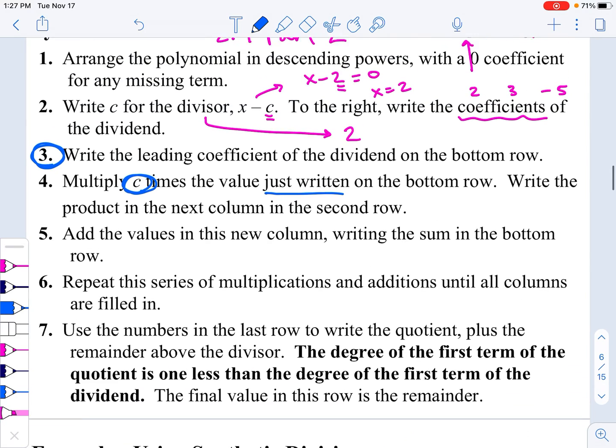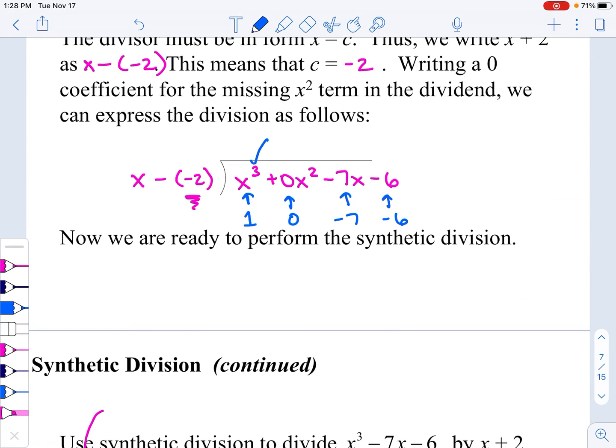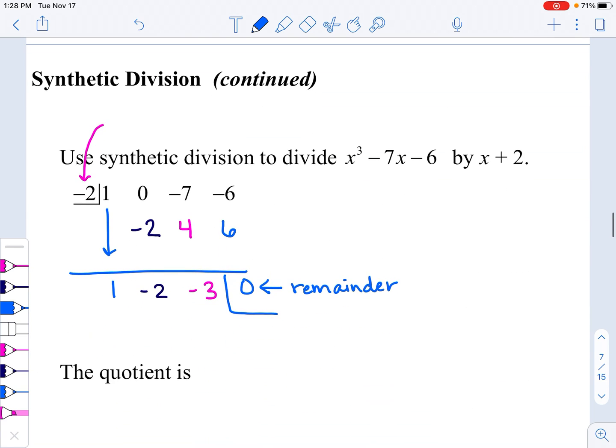And if we go back up here and take a look, once we repeated that series of multiplications and additions until all columns are filled in, use the numbers in the last row to write the quotient plus the remainder above the divisor. Above the divisor, that means as that fraction, right? The remainder above the divisor, that was that final fraction you'd have. It says the degree of the first term of the quotient is 1 less than the degree of the first term of the dividend. So that means when I come back down here, our highest power was a third power. So if I divide down a third power, what's the next power down? Well, the next power down is going to be a second power.